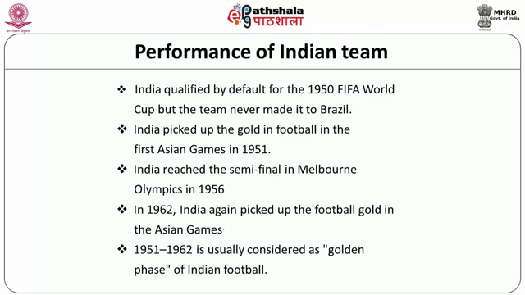The All India Football Federation, which runs the game in India, was formed in 1937. Now we have to see how the Indian team performed and what their achievements are. India qualified by default for the 1950 FIFA World Cup, but the team never made it to Brazil due to various reasons. India picked up the gold in football in the first Asian Games in 1951. India reached the semi-final in the Melbourne Olympics in 1956. In 1962, India again picked up the football gold in the Asian Games. 1951 to 1962 is usually considered the golden phase of Indian football.